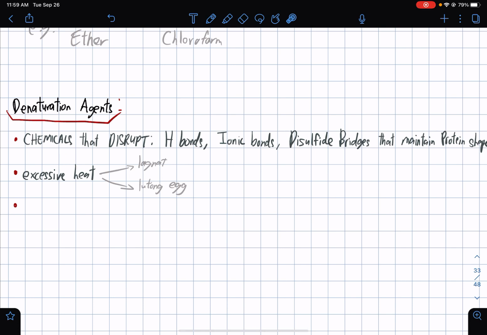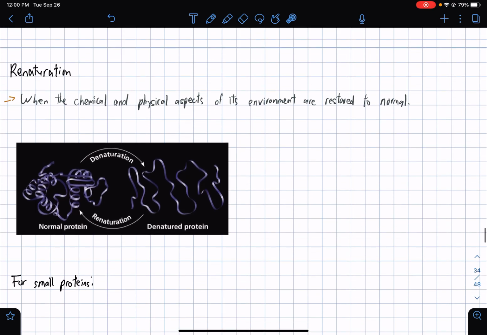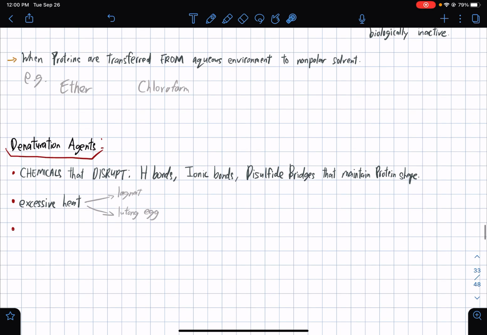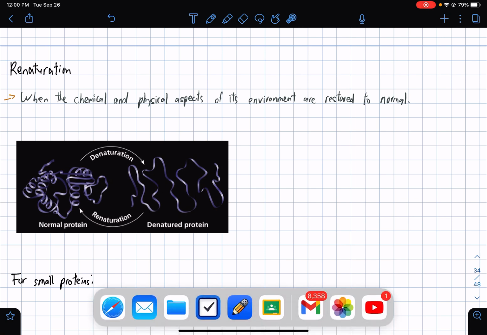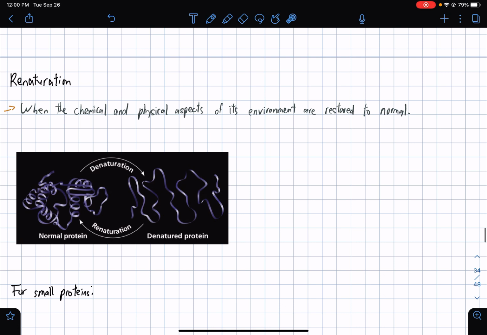So, excessive heat. When proteins are exposed to too much heat, that's why you have fever and cooked egg. When you cook an egg, the protein composition in the egg changes. That's why it's no longer liquid inside, it's solid. For renaturation, this is when the chemical and physical aspects of its environment are restored to normal. Some processes that cause denaturation are irreversible, such as the one with the egg, I suppose. But in renaturation, there are some instances where you could still restore the factors that influence the composition of proteins to normal.